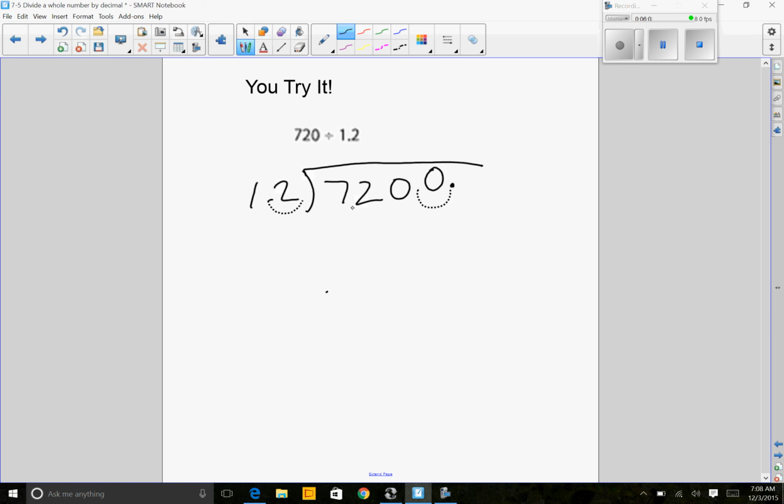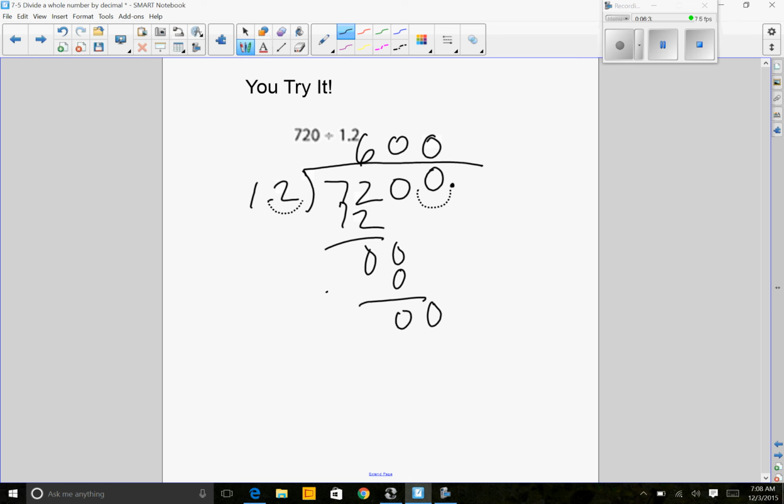12 goes into 72 6 times. It's early yet. It's 7:08 in the morning. So 6 times 12 is 72. 0, 0. And then I'm going to keep putting zeros in here. Remember, this is the only tricky thing with these. You have to have a number over every number in the dividend. So there's a 6 here, there's a 0 here, there's a 0 here.